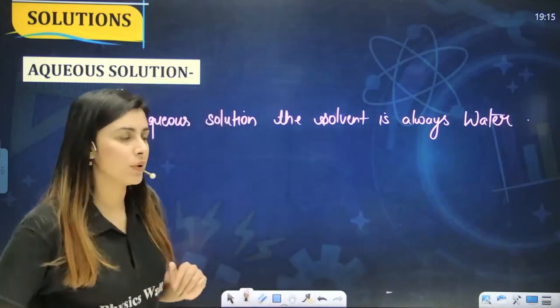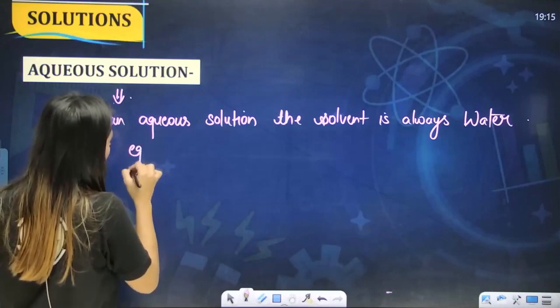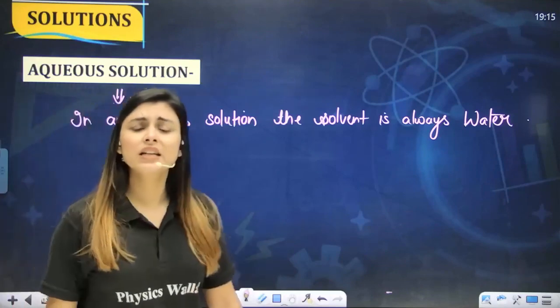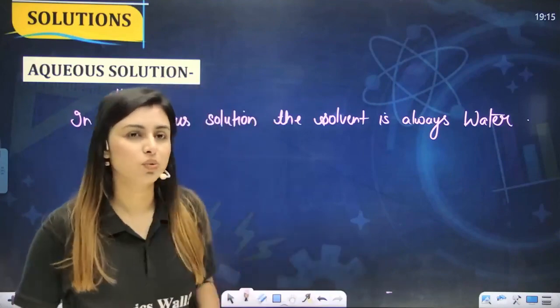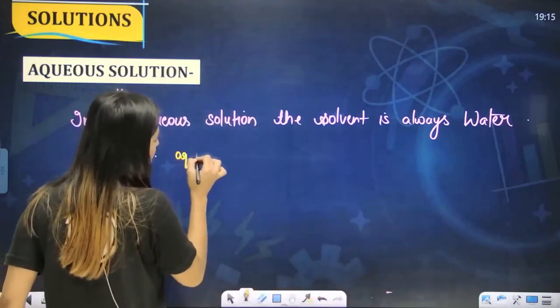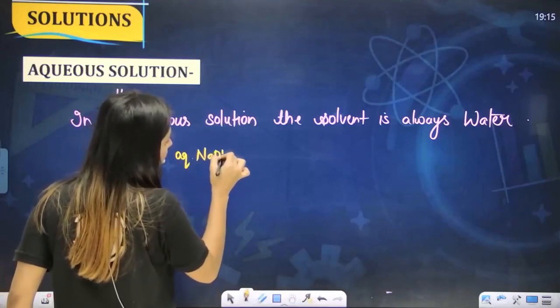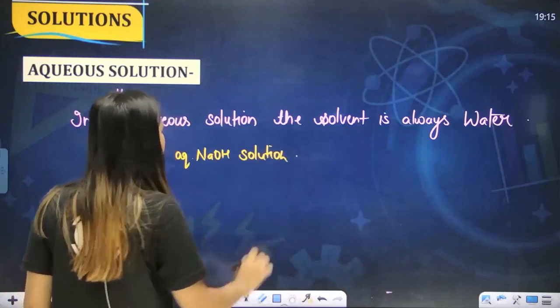Let's take an example. Okay, what do I want to tell you by an example? Let's say I have an aqueous solution, aqueous NaOH solution. You will go through these types of solutions. You will be given aqueous NaOH solution. So what can you infer from this?